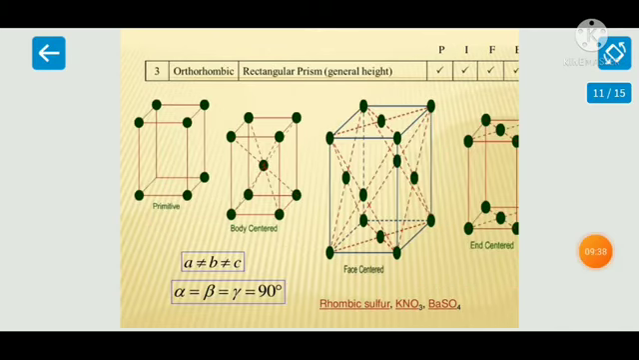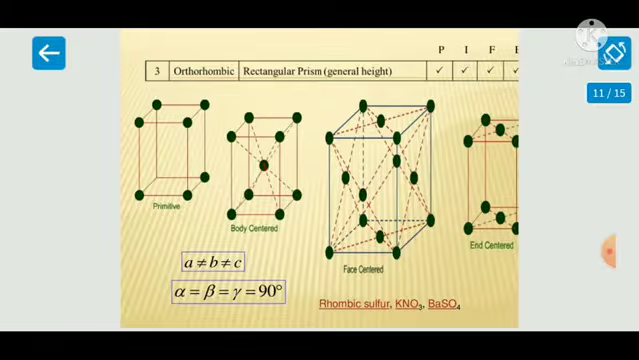Another one is here. Third one is orthorhombic, a rectangular prism of general heights. First one, see that the primitive, simple structure. Another is body centered. Another is face centered and the end centered.